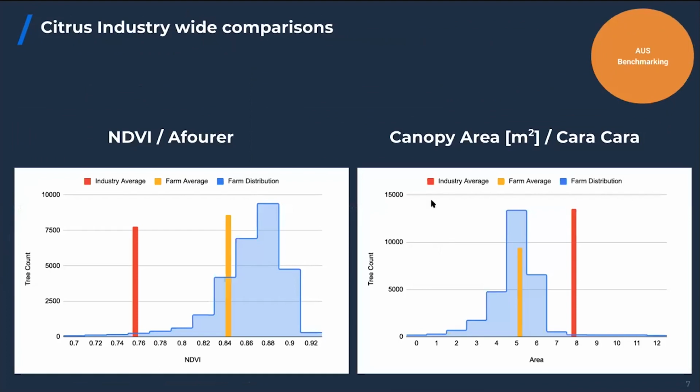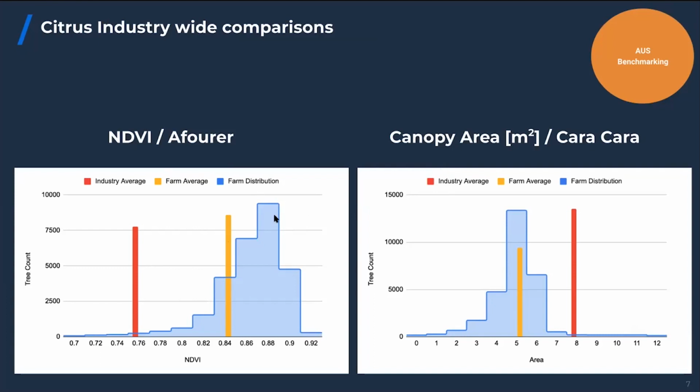The last thing that I want to touch on in the Tree Insight part of things is the benchmarking project. Basically, because we have captured a substantial amount of data across Australia, we recently launched this benchmarking report. So we show you, as a farm, where you stand compared to the industry in terms of tree health, NDVI, as well as canopy area and volume.